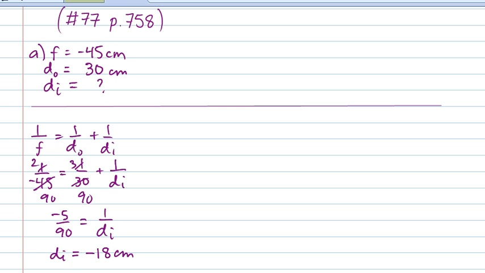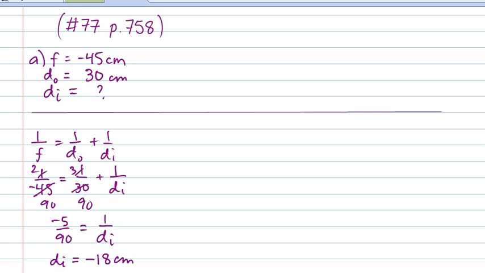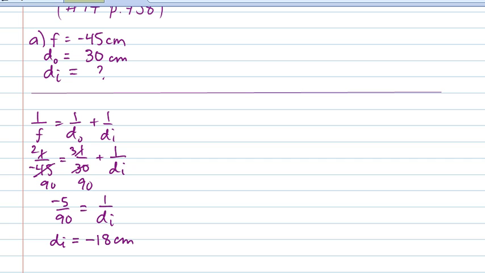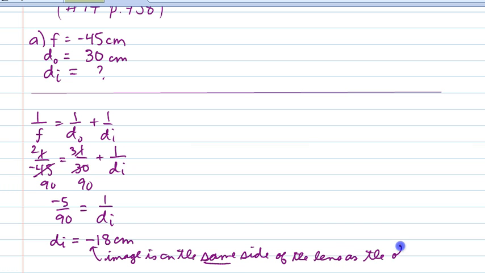Now, one thing that we didn't get to talk about in the previous video is that having a negative image distance for a lens means that the image is on the same side of the lens as the object. This makes sense because lenses don't really work like that. Lenses pass light through and form real images on the opposite side.